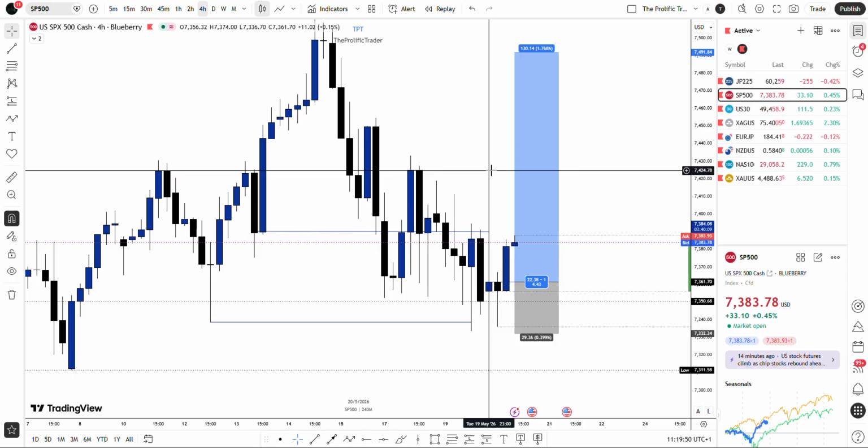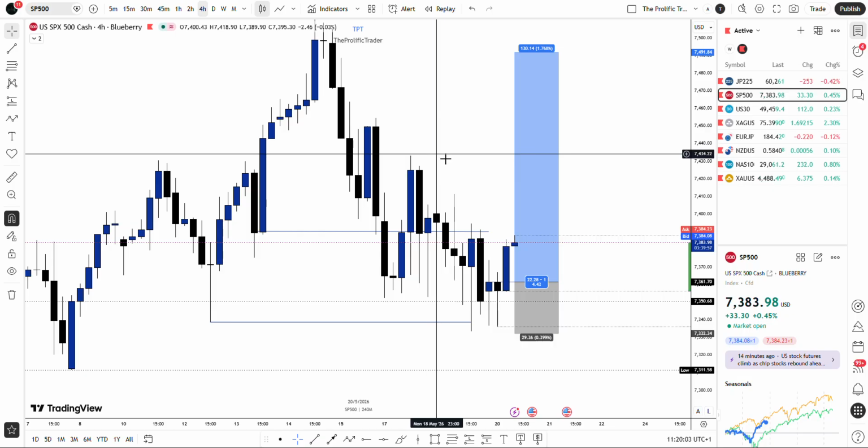Trading is not about hitting TP. Okay, it's just about maximizing every move you get and making profit out of it. Okay, TP may be just individual. Okay, maximize every move you have and then make profit out of it.